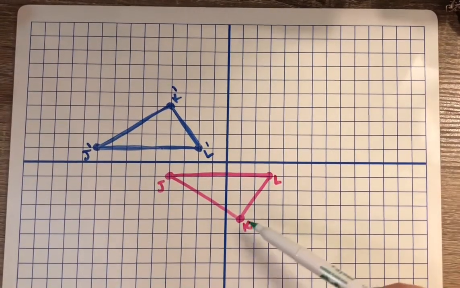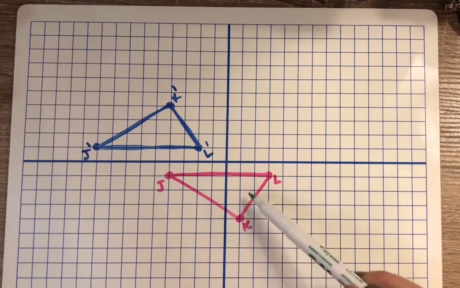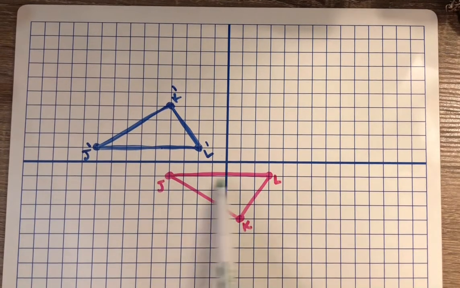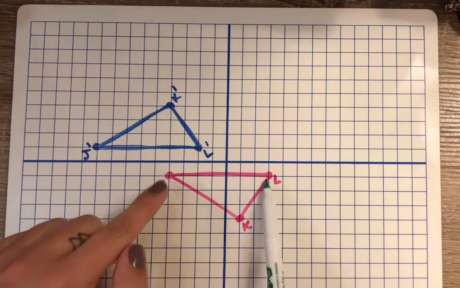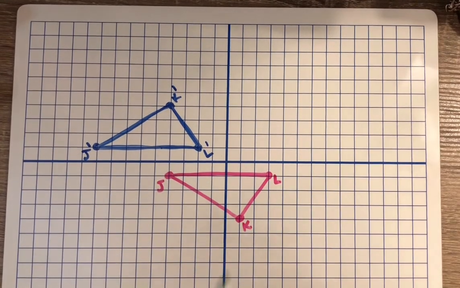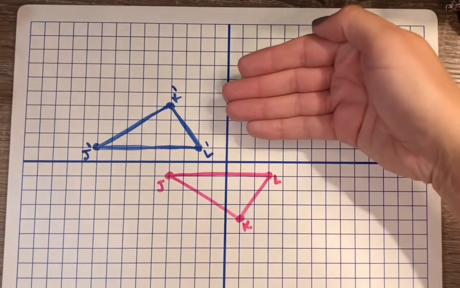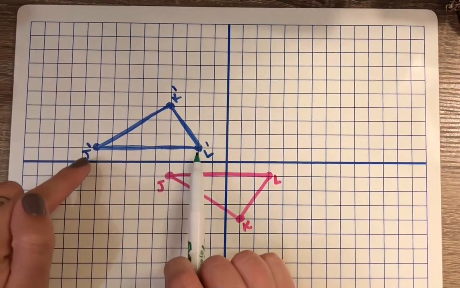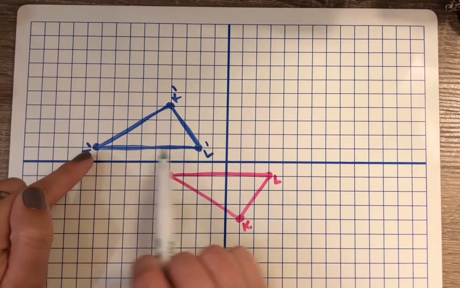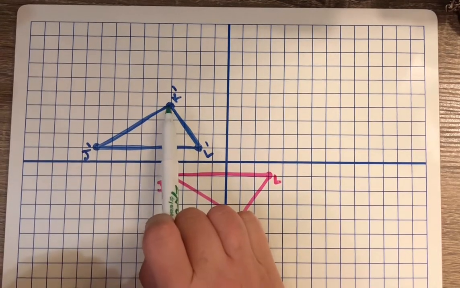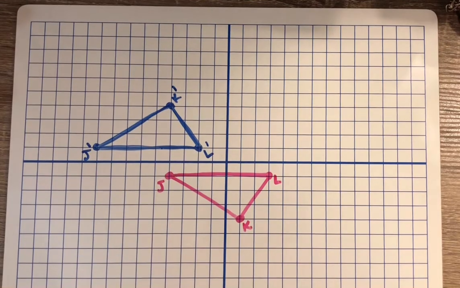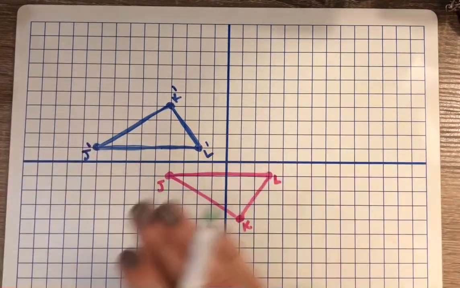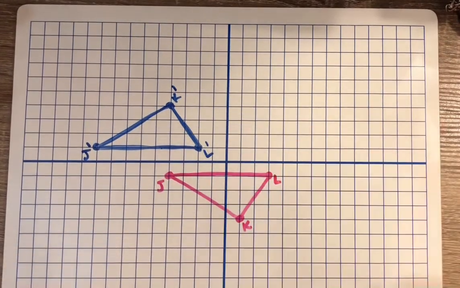Now I can tell that because in the pre-image, I have this horizontal segment and it is the top part of the triangle, and then point K is the bottom. And then there's a reflection, I can tell this way because now the horizontal side, J prime, L prime is the bottom of the triangle, and K prime is now the top of that blue triangle. But then it's not simply a reflection, it's also moved to the left.